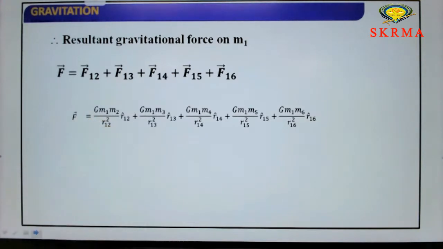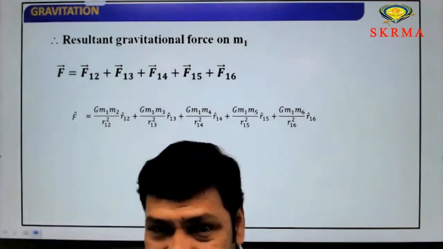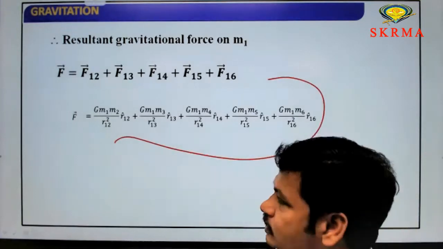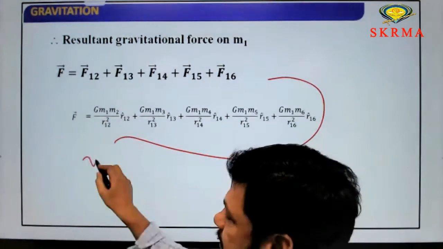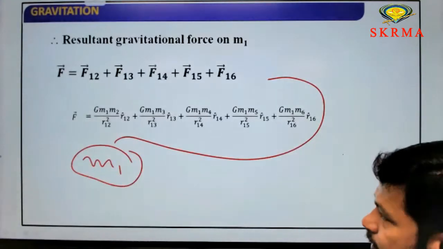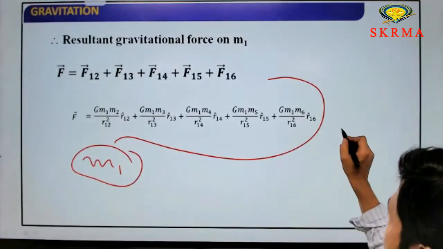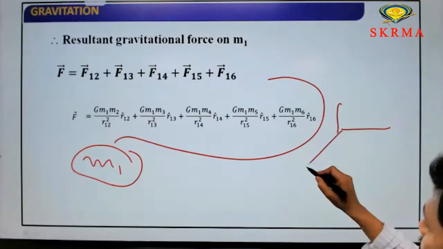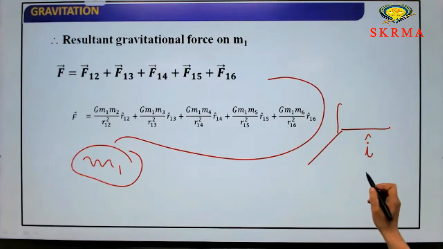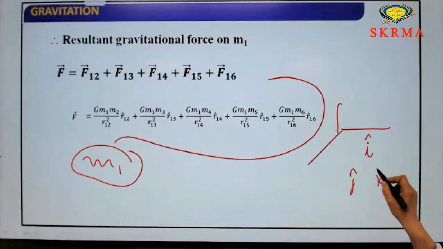If they give multiple masses, how can you find the net gravitational force? From this equation, you can find the net gravitational force acting on mass M1. In the same way, you can write it in any direction. Sometimes in our problems they give directions also, maybe force acting along I cap, along J cap, or along K cap. Then you can write the equation.